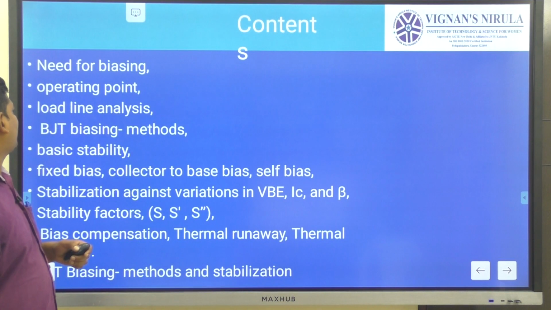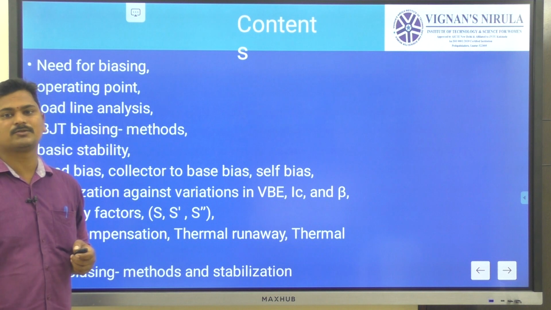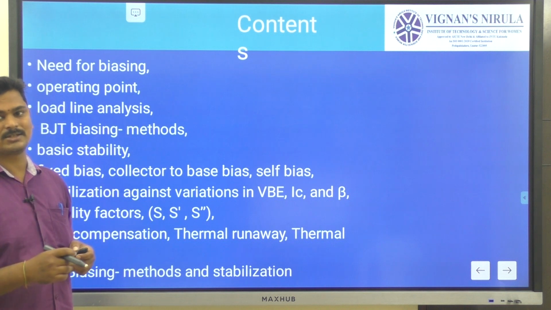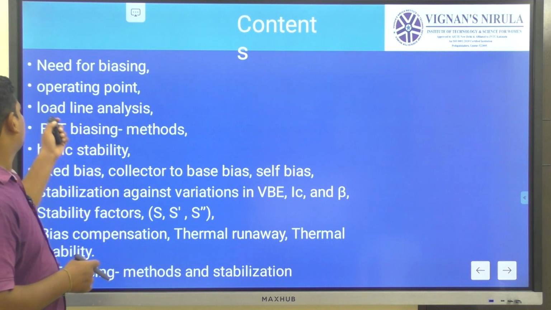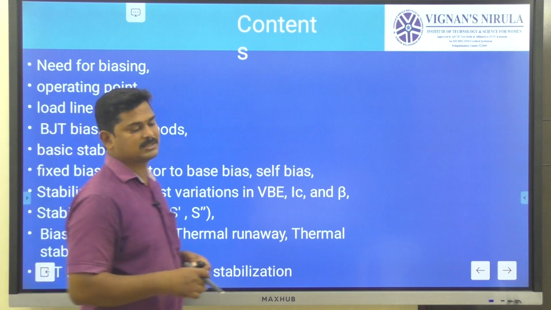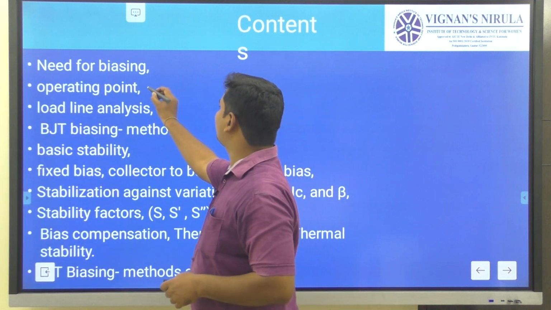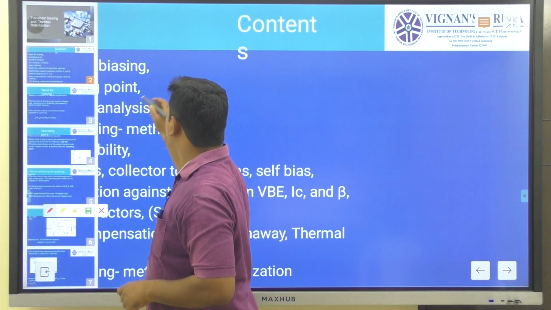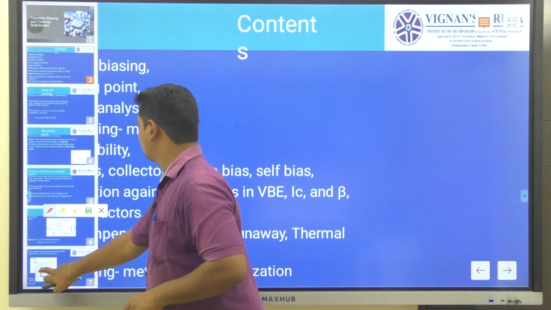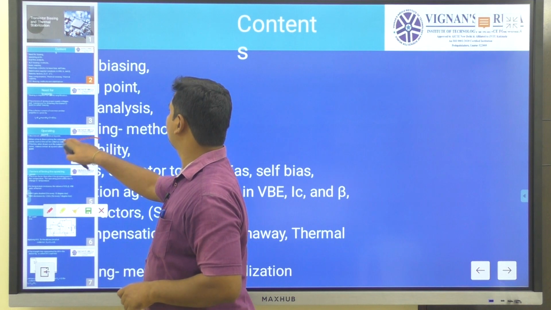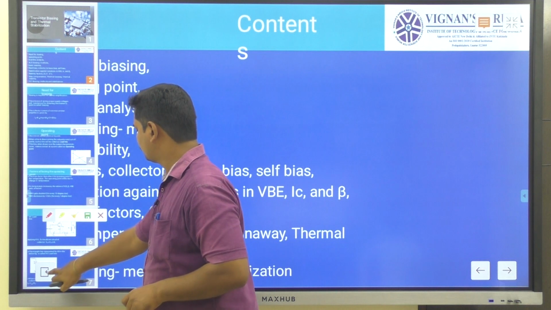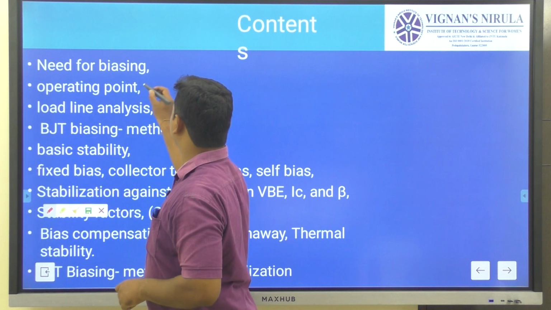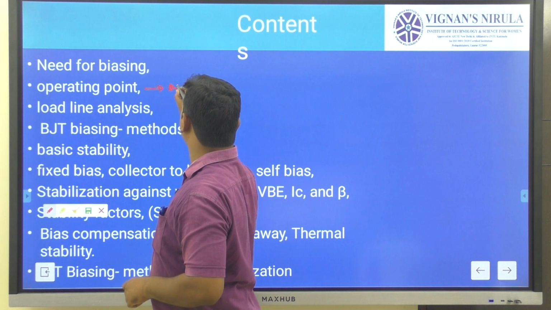The first one is the need for biasing. The need for biasing is to maintain the Q point in the active region of the transistor, and only then will it act as an amplifier. Next one is the operating point. Operating point is nothing but the Q point.